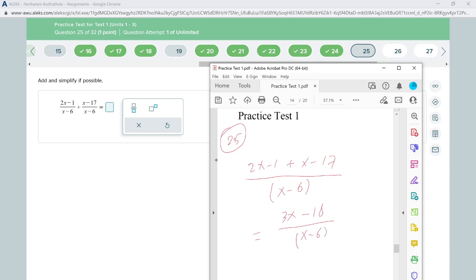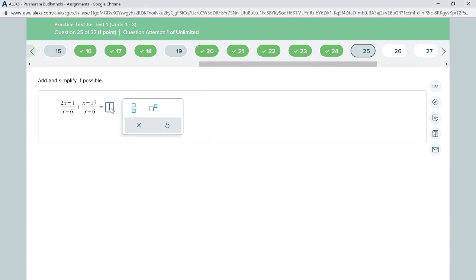So 3x minus 18. You have to factor everything as much as possible on the top and on the bottom. On the top there is a 3 as a common factor. After you factor out 3, you are going to get x minus 6 on the top, and you can cancel that from the bottom. So your answer would be 3 here.